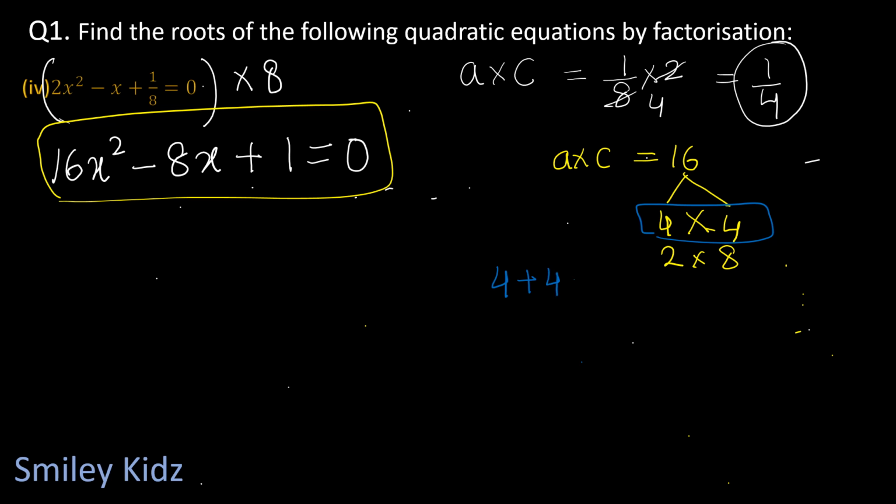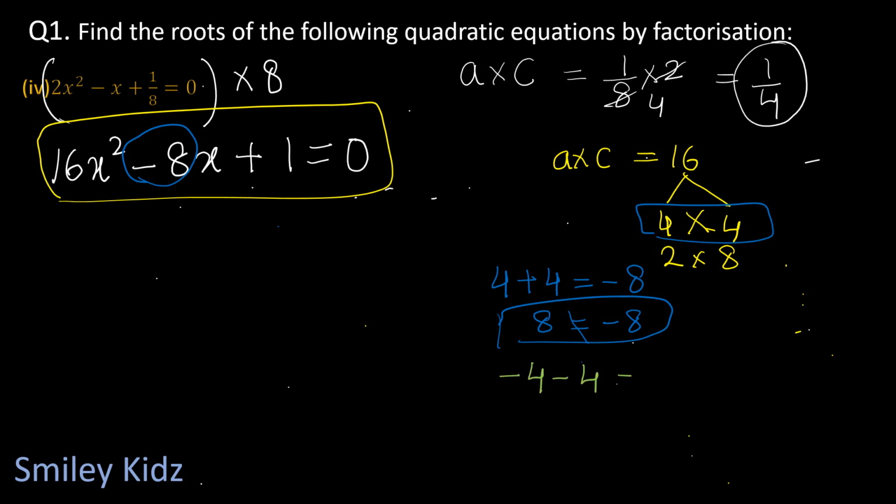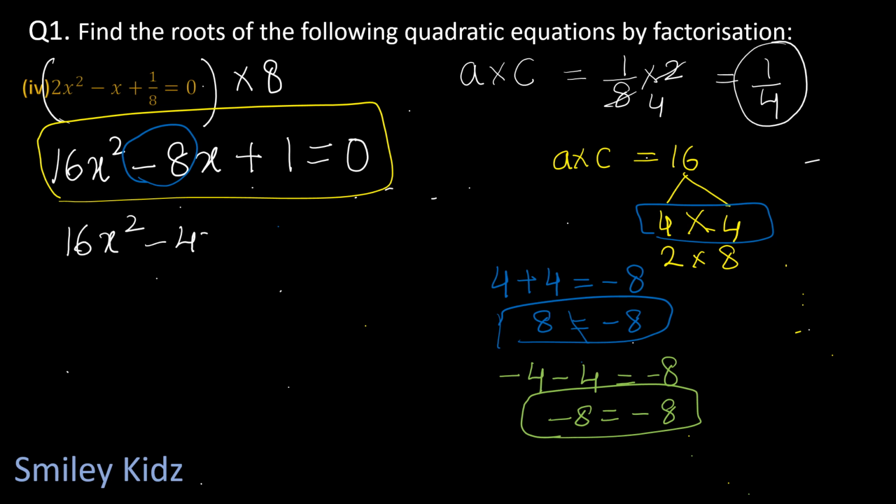4 plus 4 should give me minus 8 because my b over here is minus 8x. But alas, it gives me 8 and not minus 8. So this is not working. Let me try something like this. Minus 4 minus 4 should give me minus 8. Well, yes, it does give me minus 8. So I'm going to simplify it like this. 16x squared minus 4x minus 4x plus 1 equals to 0.